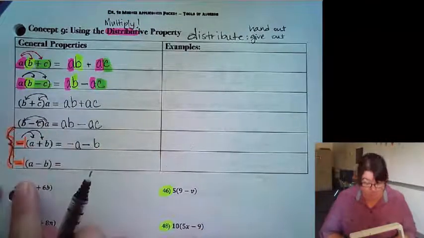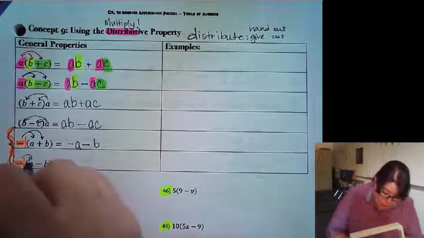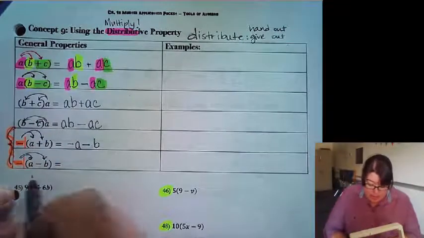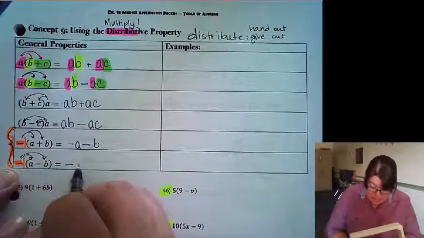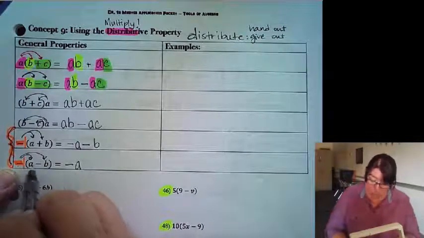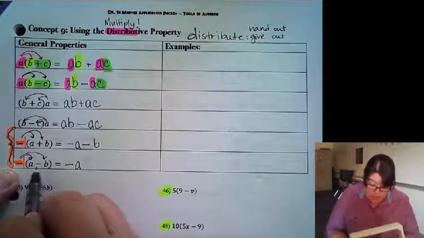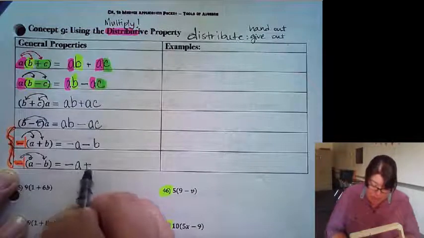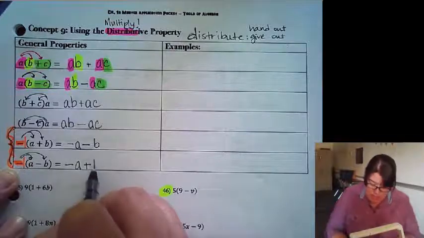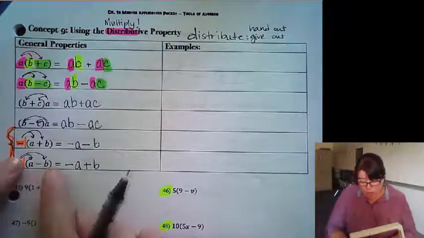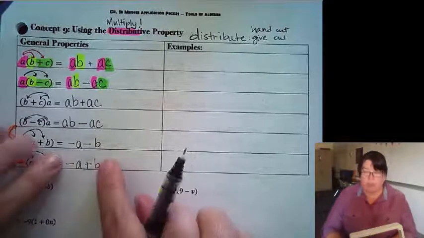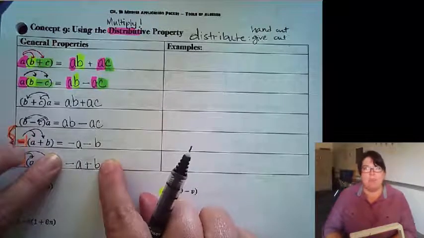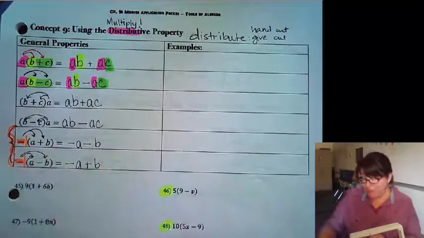Let's take a look at the second one. We distribute to both terms. Negative times a positive is a negative. 1 times A is just A. Negative times a negative, these are the same signs, so negative times a negative is a positive, and 1 times B is just B. So we started with a positive A and a negative B, and we ended with a negative A and a positive B. Do you see the pattern?